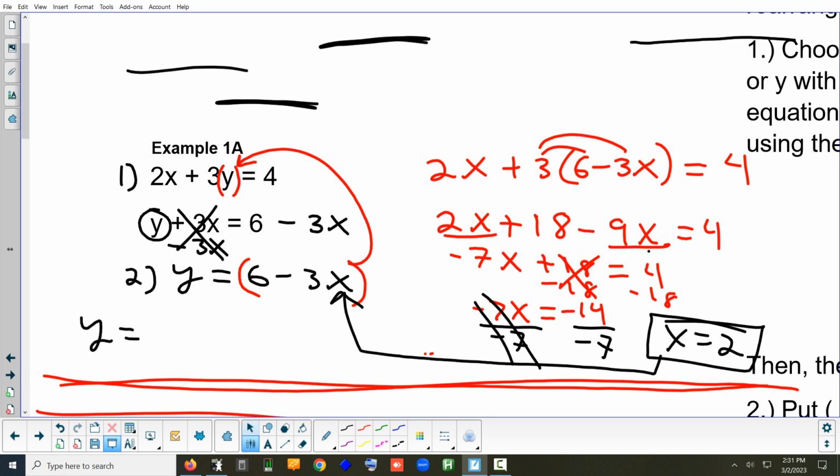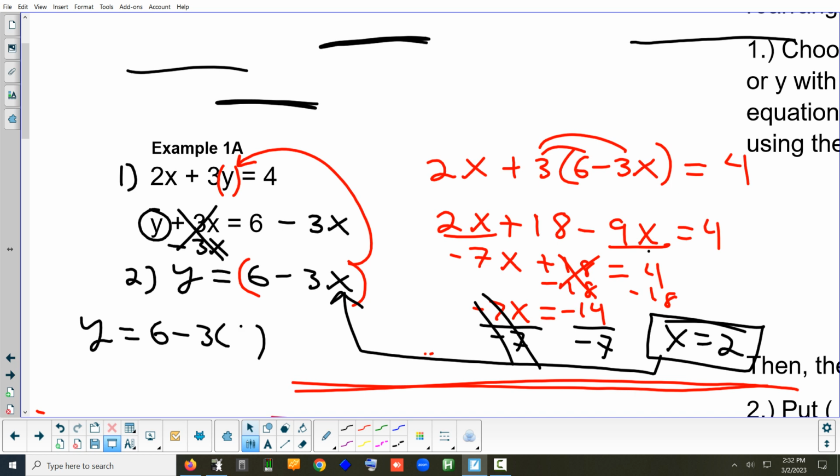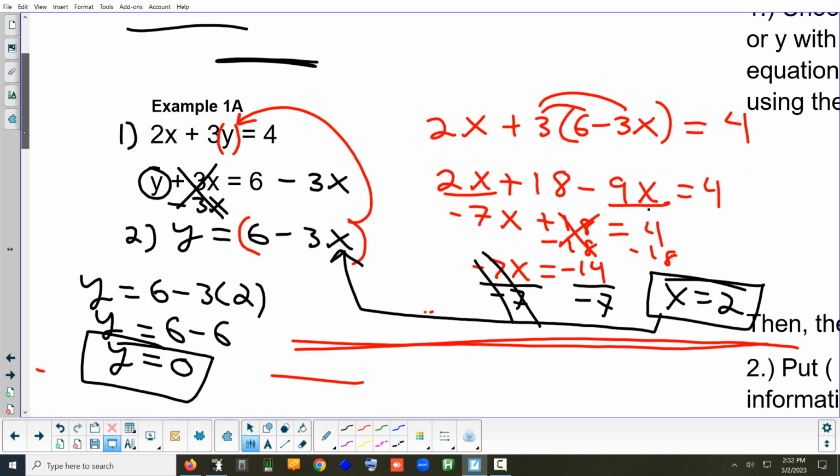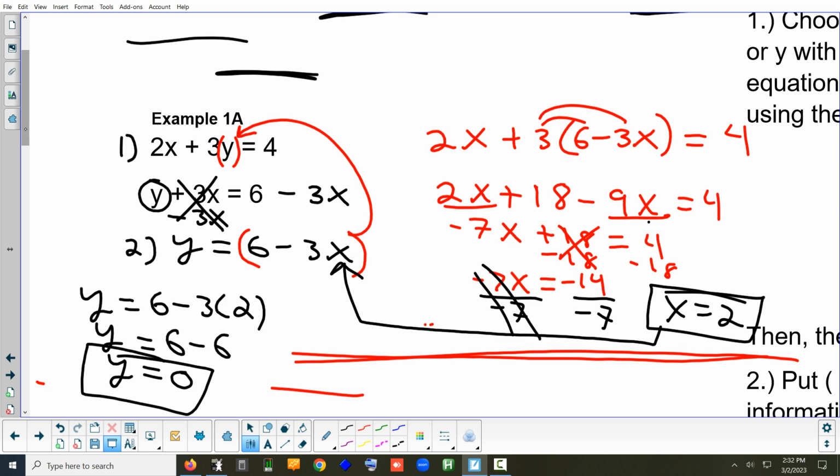So y equals 6 minus 3. And Finn, what am I filling in for x? 2. So y equals 3 times 2, Sophie? So that's 6 minus 6, which is 0. And that's it. That's the whole problem. So the only extra step was rearranging this first to get a letter by itself.